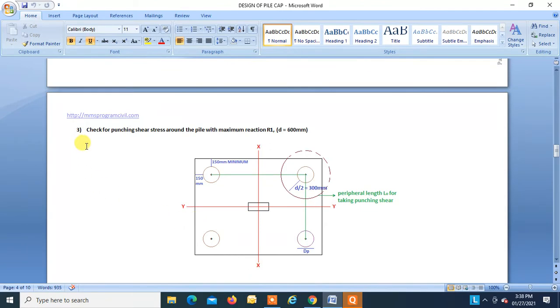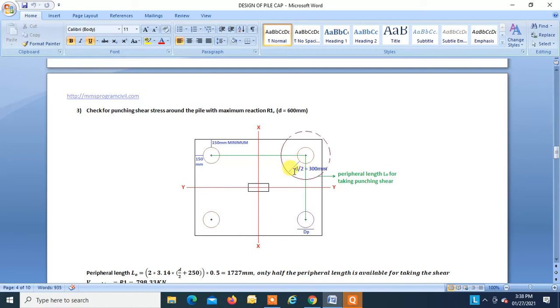Now the next check which we have to do is the check for punching shear stress around the pile for the maximum reaction. So the maximum reaction is R1 over here, that is 798.33 kilonewton. d is 600. So we have to take a section at a distance d by 2. This is the critical section for the punching shear stress. Out of this, only this length is taking an active part in taking the punching shear stress, right?